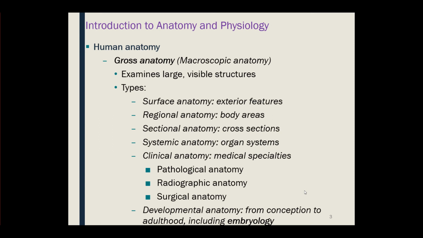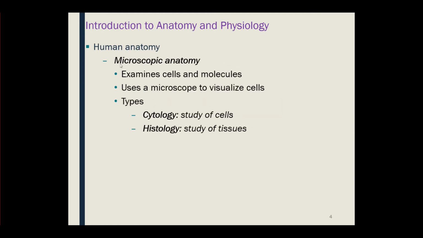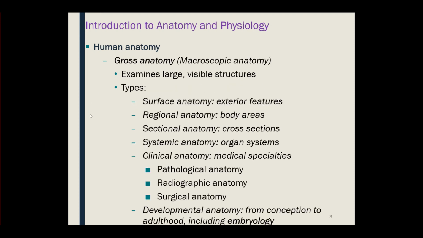So we can divide anatomy down into two basic categories, if you would. The first category is known as gross anatomy or macroscopic anatomy, and then I'm just going to go to the other slide for a minute. The second category is going to be microscopic anatomy. So gross anatomy means not disgusting, but gross means big. This examines large visible structures, things that we could see with the naked eye.